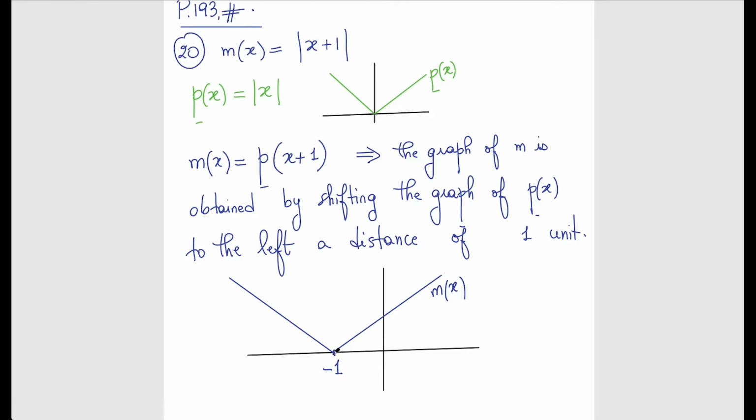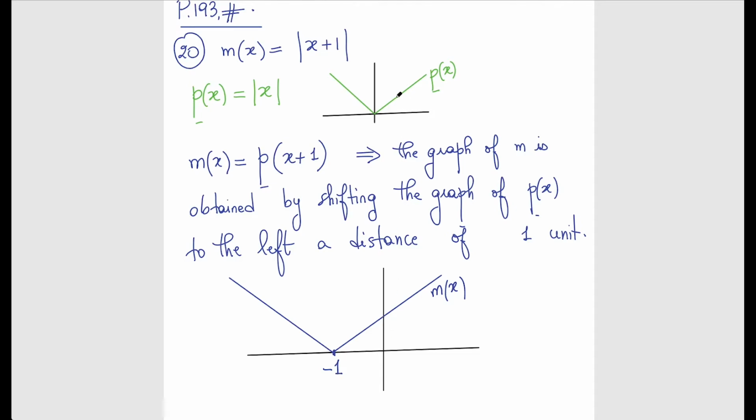Right? It's right there. -1 comma 0. That's the point we're talking about. Make sense? How about m of 0? So at time 0, what's the height? M of 0 is the absolute value of 0 plus 1. 0 plus 1 is 1, so it's the absolute value of 1, which is 1. So that's the height 1 here, right?